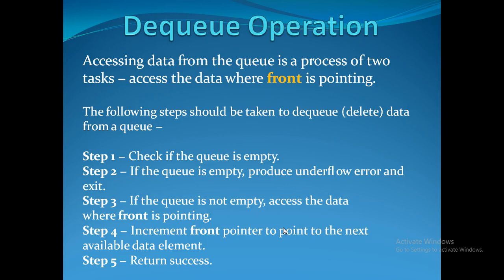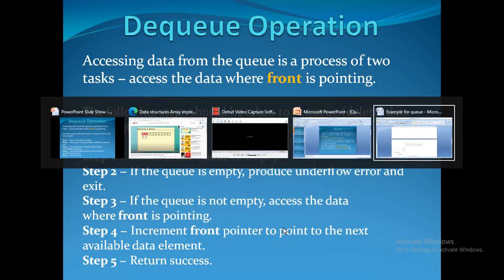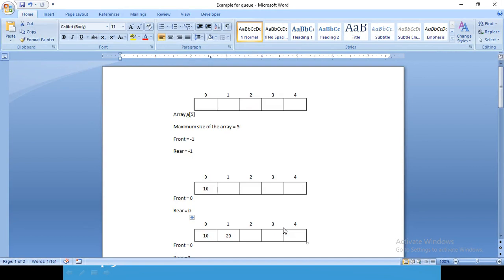So let me explain the operation here. Here we have an empty array. Array size is 5. What's the meaning of that? The maximum size of the array is 5. We have two pointers, front and rear. Front points to the first inserted element and the rear points to the last inserted element. And front and rear have the initial value -1, because initially the array will be empty.